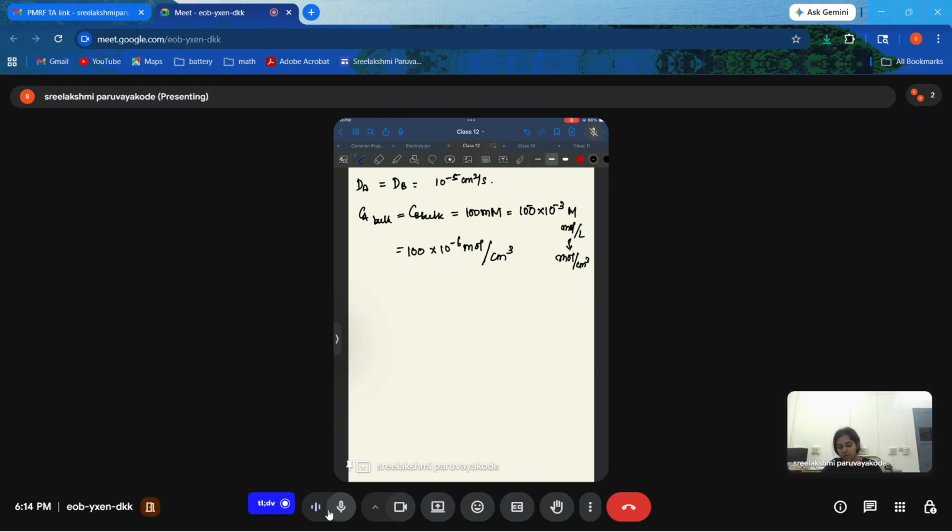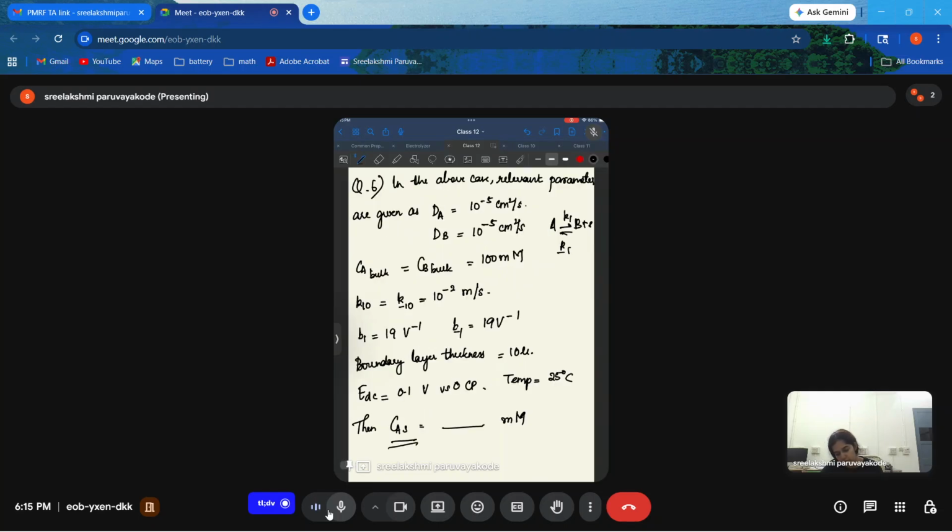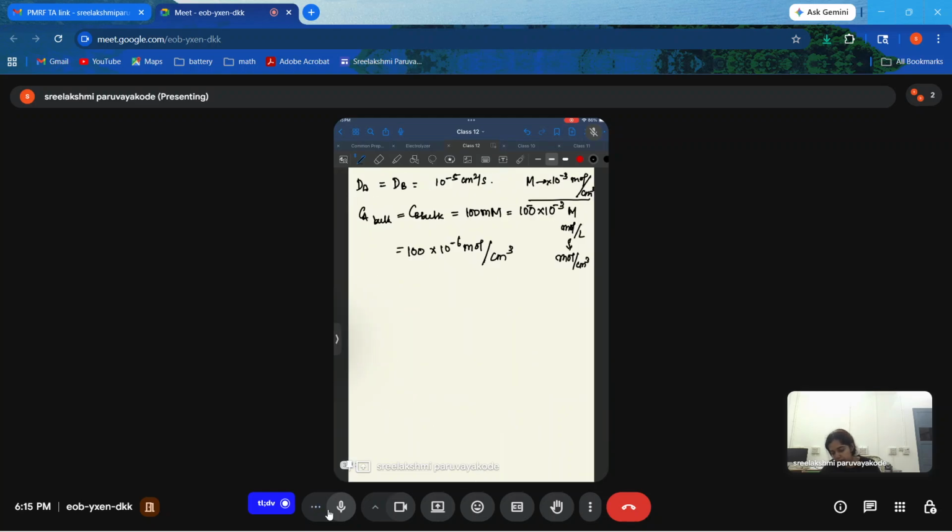Right? This is the conversion. So you can multiply the molar value with 10 to the power minus 3 to get mole per centimeter cube. Now, what is the next thing? K10, K minus 10 is 10 to the power minus 2 meter per second. So meter to centimeter, you have to multiply by 100. So it becomes 1 centimeter per second.